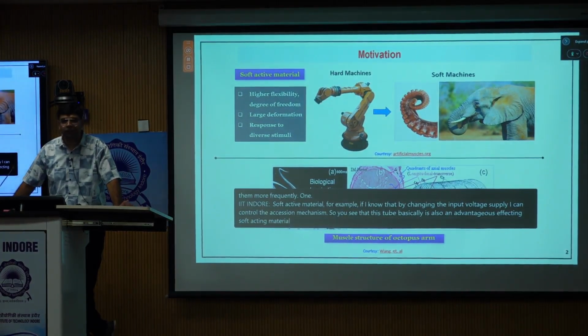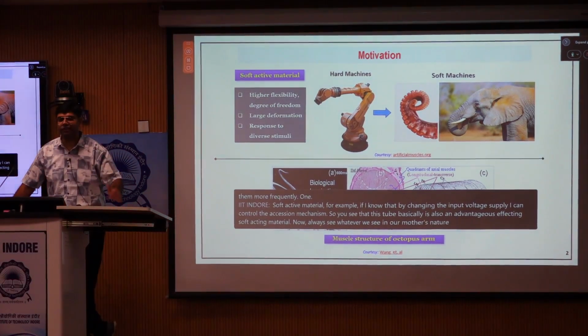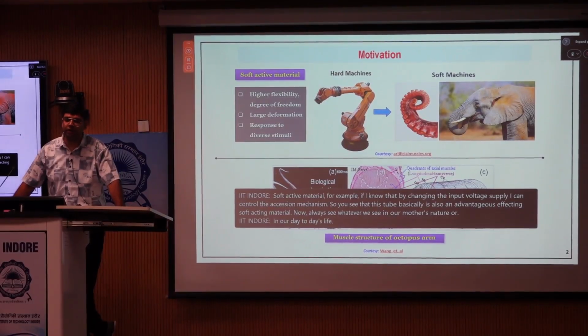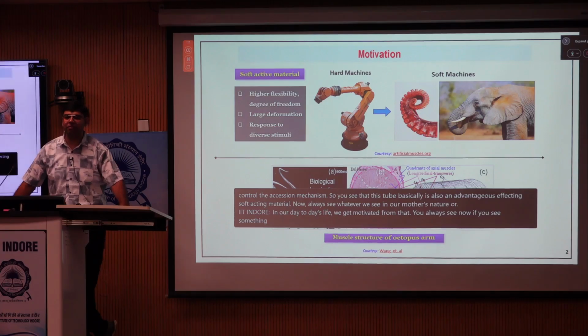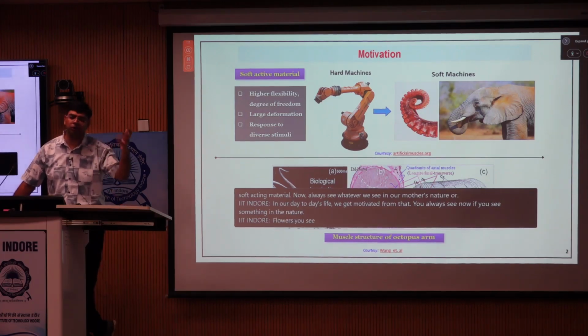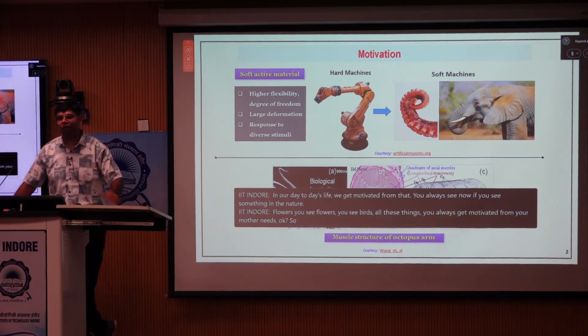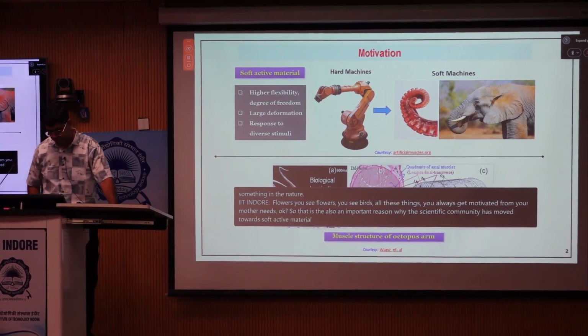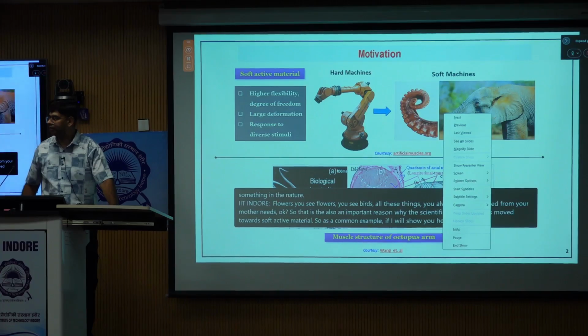Now always see, whatever we see in our mother nature or in our day-to-day life, we get motivated from that. If you see something in nature, flowers, birds, all these things, you always get motivated from your mother nature, okay? So that is also an important reason why the scientific community has moved towards soft active material. As a common example, if I show you here, there is an octopus arm. Right?